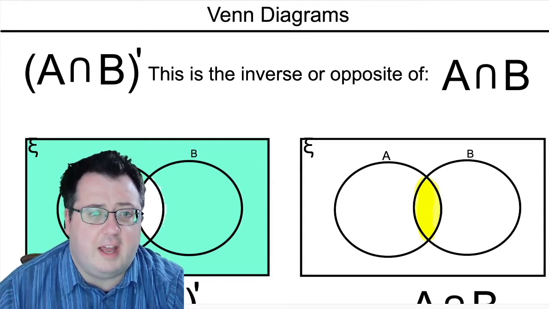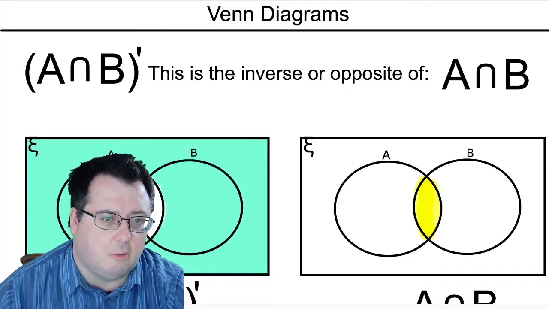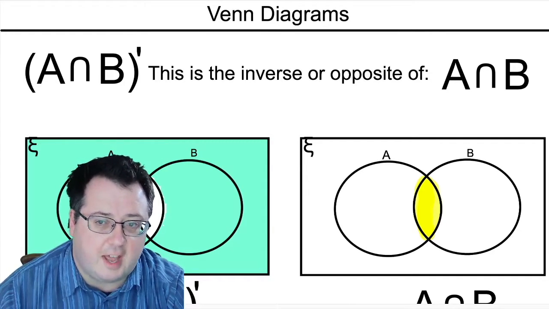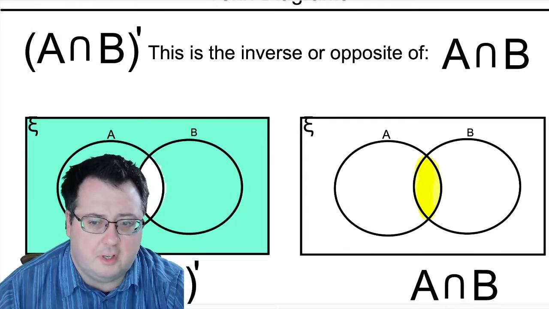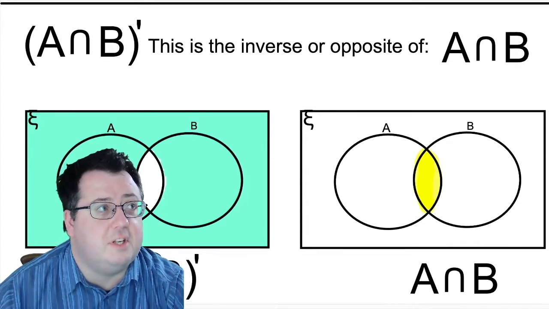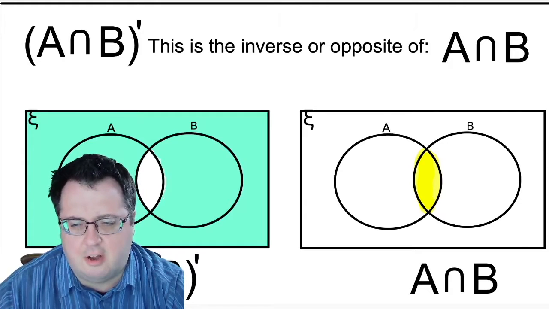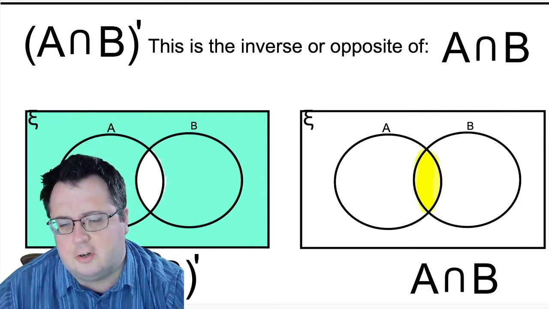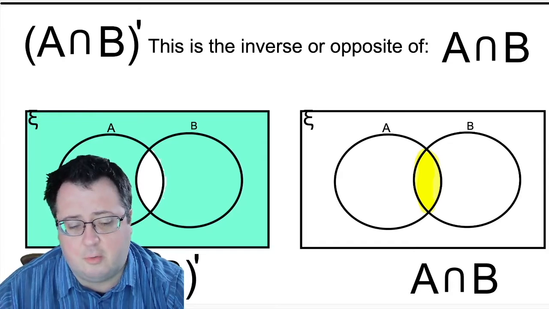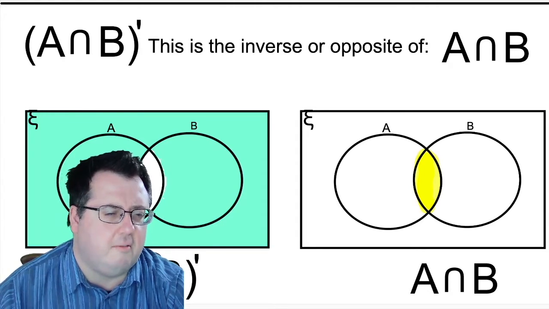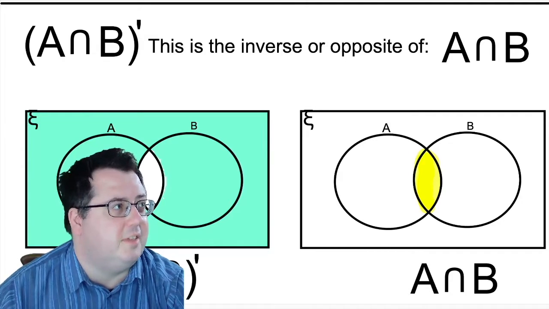Lastly, we have A subsection B knotted, and this is the inverse or opposite of A subsection B. So if you remember, A subsection B was this picture on the right. It was the overlapping section of A and B. So if I want A subsection B not, it's everything else on the outside of that subsection.